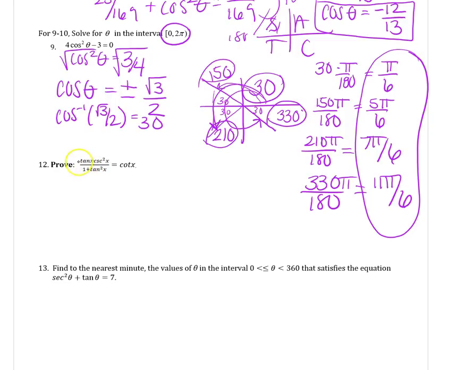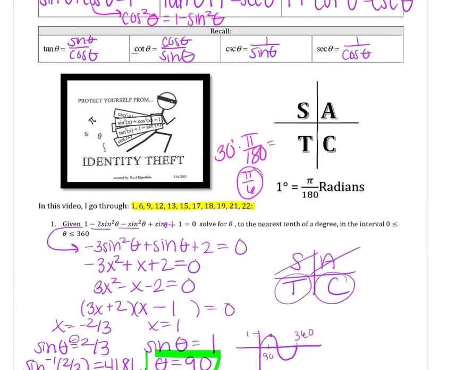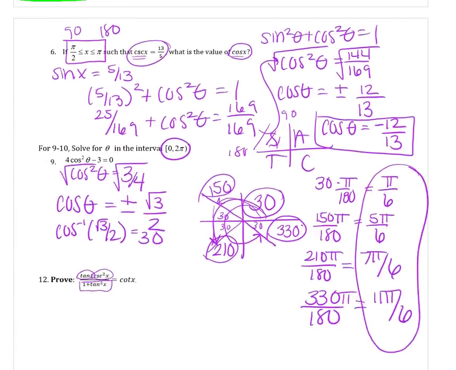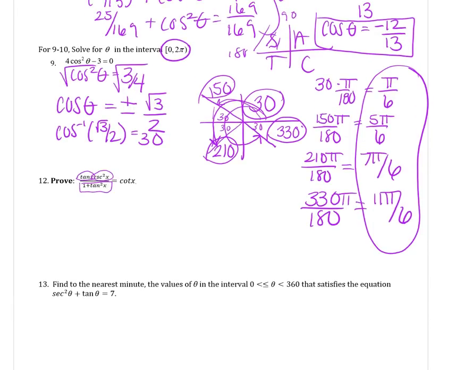I have tangent. That can be rewritten in terms of sines and cosines. Same thing with cosecant squared. So something I'm thinking about. Now 1 plus tangent squared of x looks like one of my identities. So if I scroll back up, it's secant squared. And secant can be rewritten in terms of cosine. So let's just start making some substitutions here and see if anything happens.